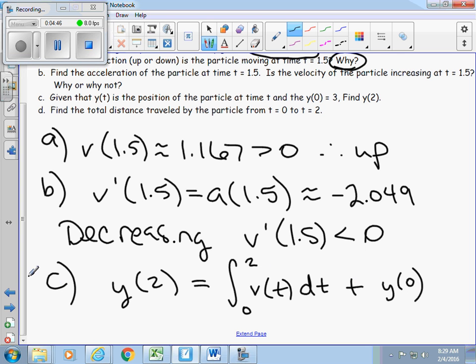Why do I add y of 0? Ending point. Good. Start point equals ending point plus the integral, or if you subtracted this y of 0 over, you have the fundamental theorem. However you want to memorize it, it's up to you. You do need to know that, though.